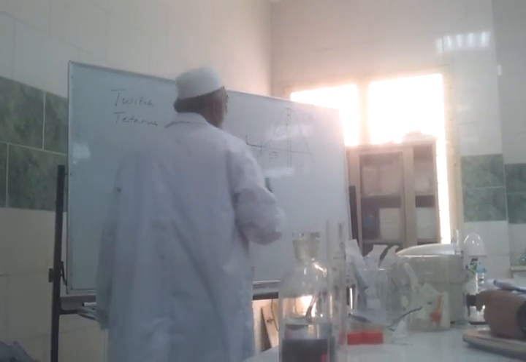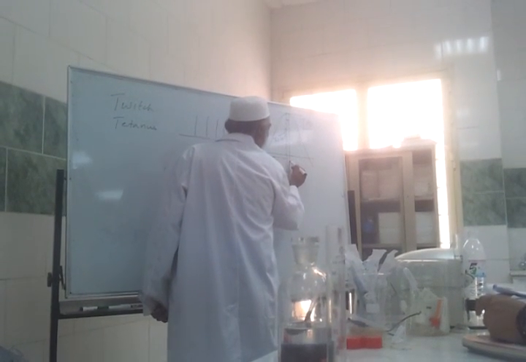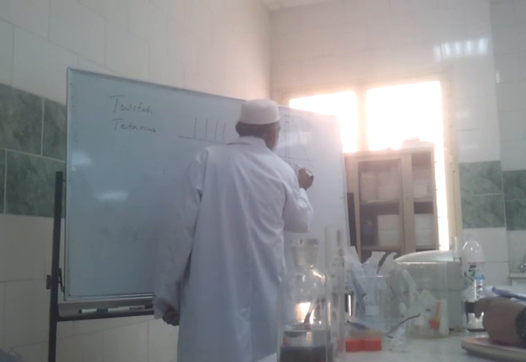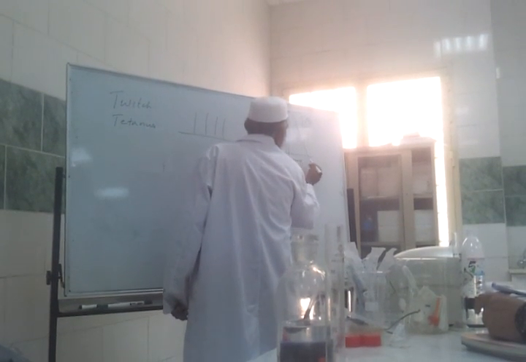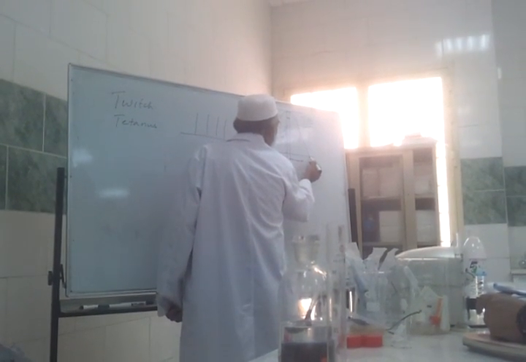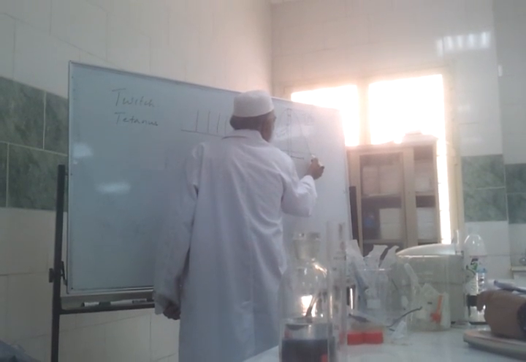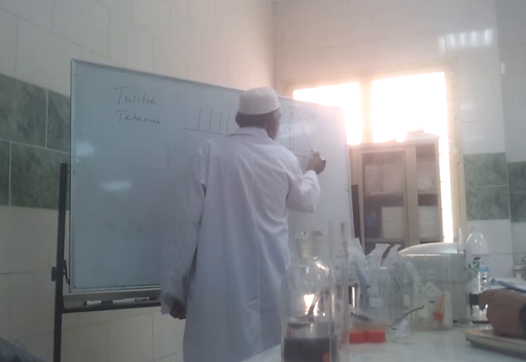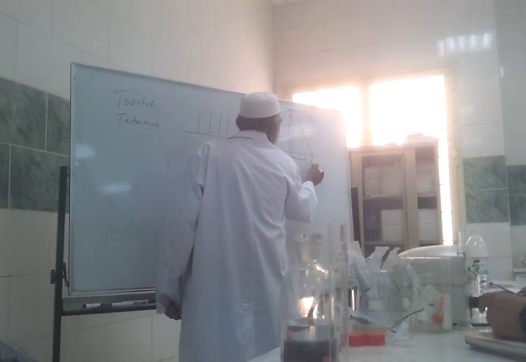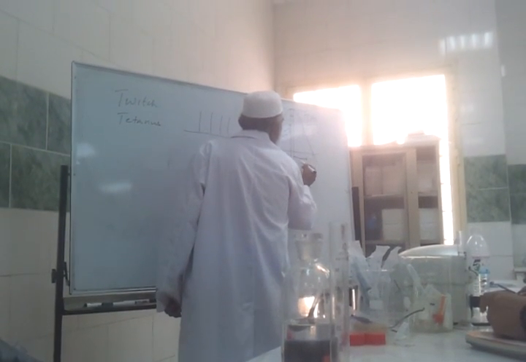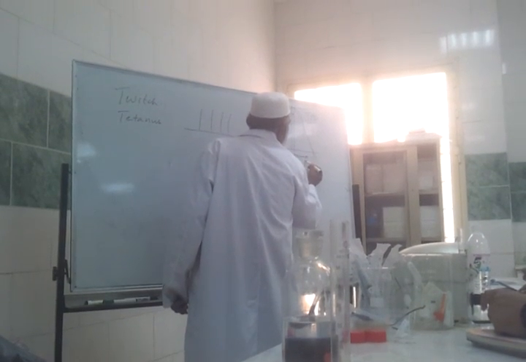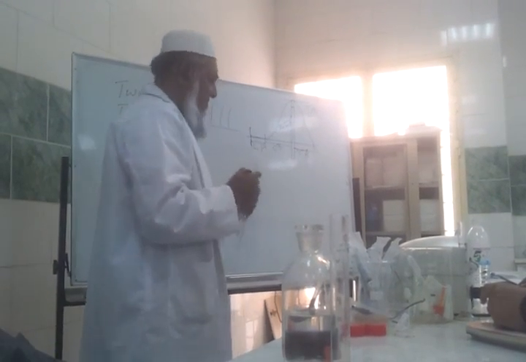And the time period between the second line of the twitch peak duration and the point where the graph again reaches the baseline, this time period is called twitch relaxation time.